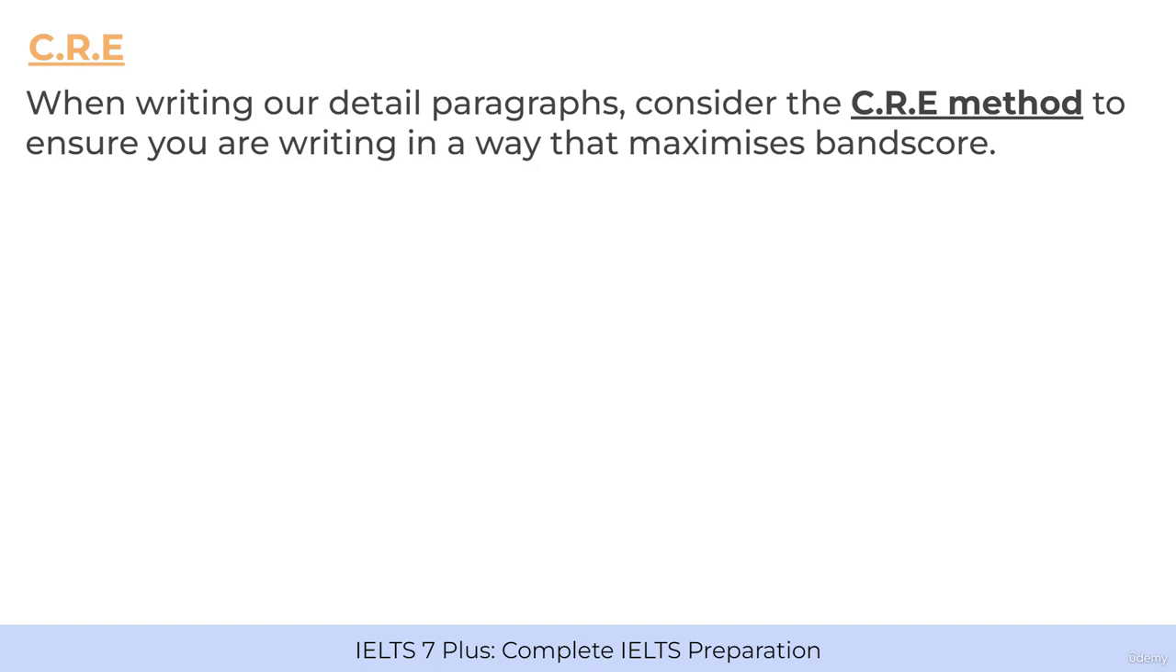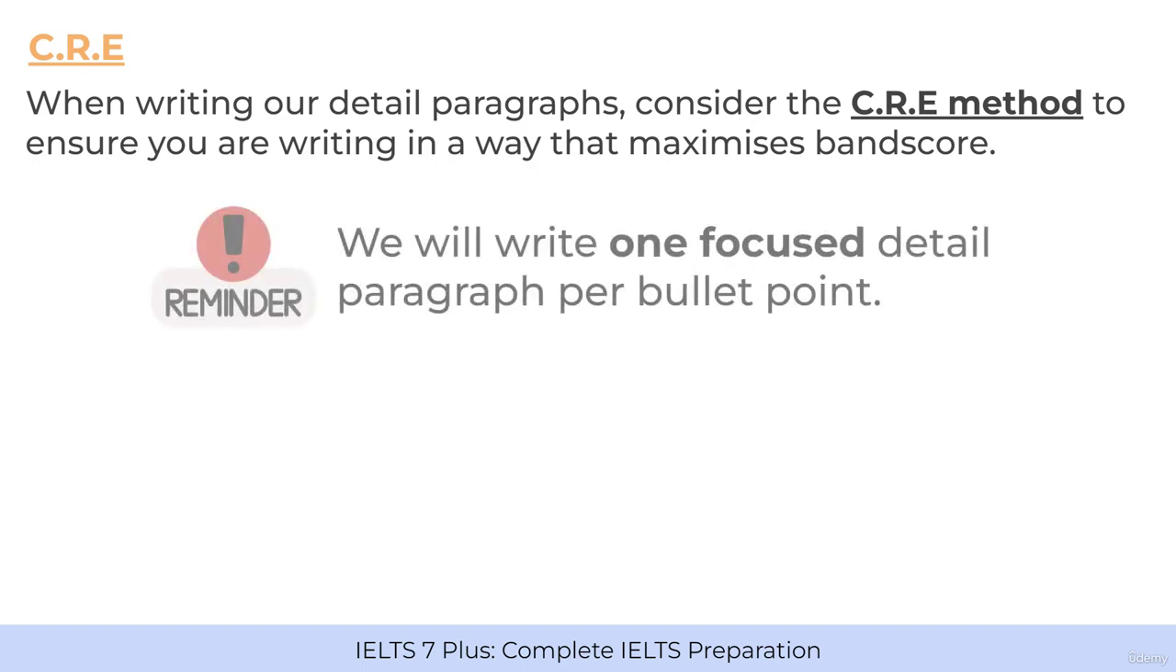Before we take a look at that, a quick important reminder. We will write one focused detailed paragraph per bullet point. So we'll get 3 bullet points. There'll be 3 reasonably short detailed paragraphs that will answer the bullet point each. That will help us structure and paragraph our writing, and it also helps contain our ideas into the same blocks, which helps with cohesion and coherence, of course, as well. So we're not mixing ideas around randomly all over our writing.